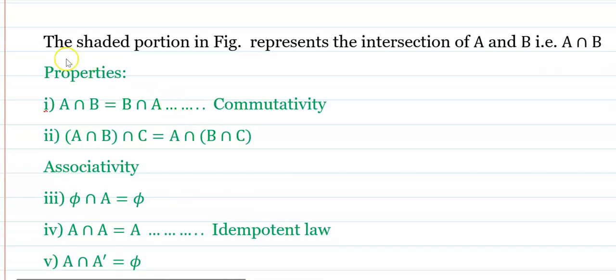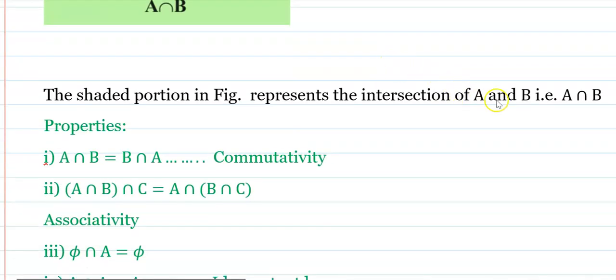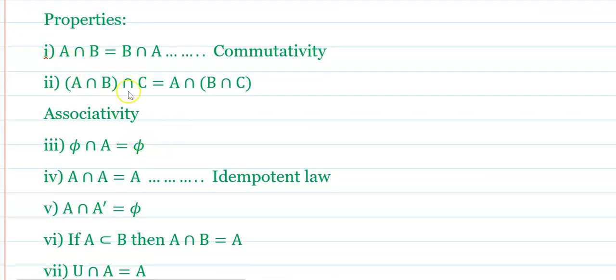Okay. Now the next. The shaded portion in the figure represents the intersection of A and B, and that is A intersection B. Now the properties. A intersection B is equal to B intersection A. It is called the commutativity. A intersection B, then its intersection with C, is equal to A intersection (B intersection C). Associativity. Phi intersection A is equal to phi. A intersection A is equal to A, that is called the idempotent law.